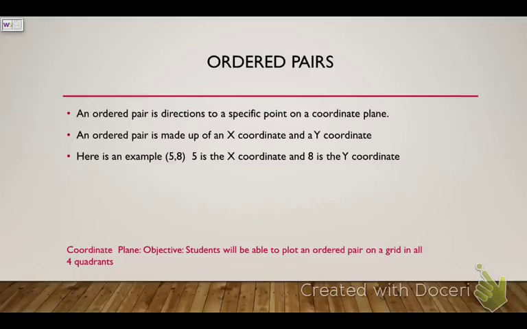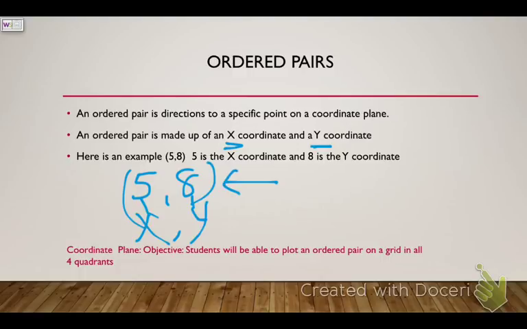So an ordered pair. An ordered pair is a set of directions to get you to a specific point in a coordinate plane. An ordered pair is made up of an x and y coordinate. Here's your x coordinate, here's your y coordinate. Down here is an example, 5, 8, the ordered pair. This is your x coordinate right here, and this is your y coordinate. Now remember, you're going to need to plot this ordered pair on a grid called a coordinate plane. I'm going to demonstrate that to you as I go.